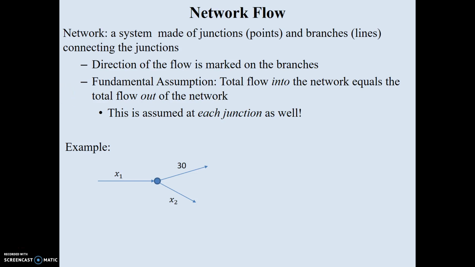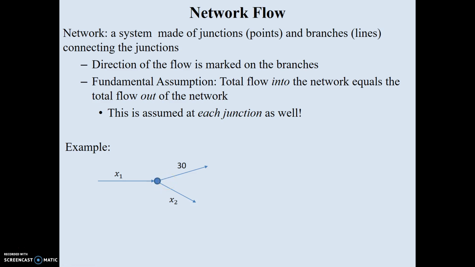So we can also use systems to help us solve network flow problems. Well, what is that? That's the first thing to ask ourselves. Well, a network is a system that's made up of junctions and branches. So what's a junction and a branch? If I look at my image down here, a junction would be the point, and the branches are the lines that come in and out of that point.